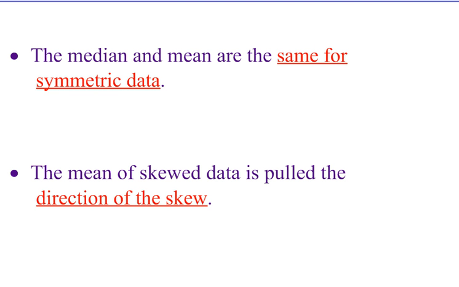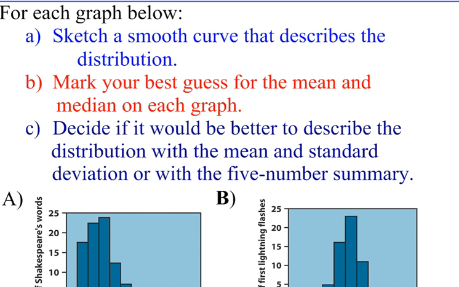The median and mean are the same for symmetric data, which we've talked about. The mean of skewed data is pulled in the direction of the skew. That's also something that we've talked about. So you can pause the video and copy those down if you like. For each graph below now, you have 4 graphs down there. It says, sketch a smooth curve that describes the distribution. Mark your best guess for mean and median, and then decide if it'd be better to describe the distribution with the mean and standard deviation or a 5-number summary. So remember, 5-number summary is better for skewed data. Mean and standard deviation is better for symmetric data. So that's what we're looking for.